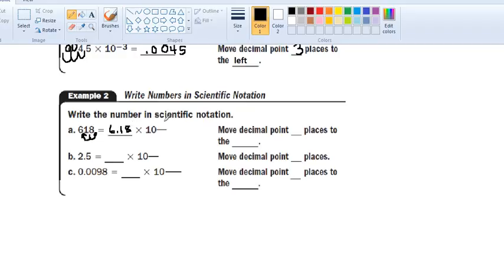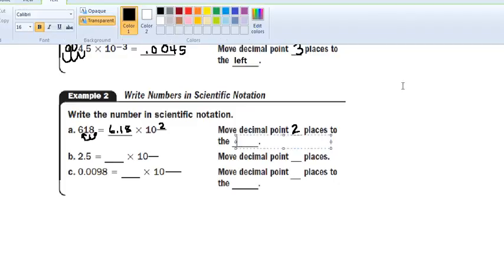What did we do? Well, we had to move it to the left. So when it's in scientific notation, you would actually move it 1, 2 to the right to make it 618. So therefore we use a positive 2 right there. So here's what we did. To make it in scientific notation, we moved the decimal point 2 to the left. Again, to perform scientific notation, you'd actually be moving this to the right.